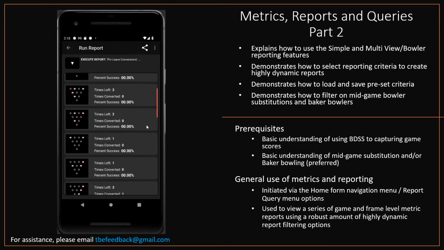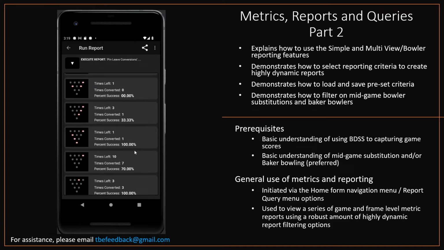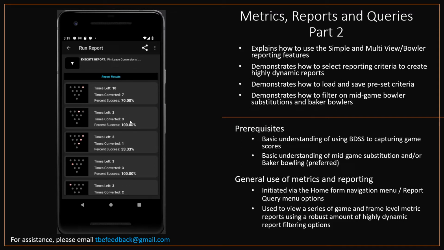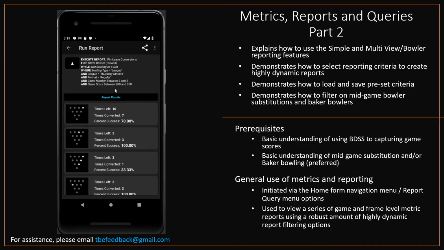It will show you each combination of pin leaves along with the number of times left, the times converted, and the percent success. You can sort this report either on percent success, ascending or descending, or times left, ascending, descending. So I will choose times left, descending. And you can see it has sorted by times left, descending. Again, this is filtered to only include games number 2 and scores between 200 and 300.